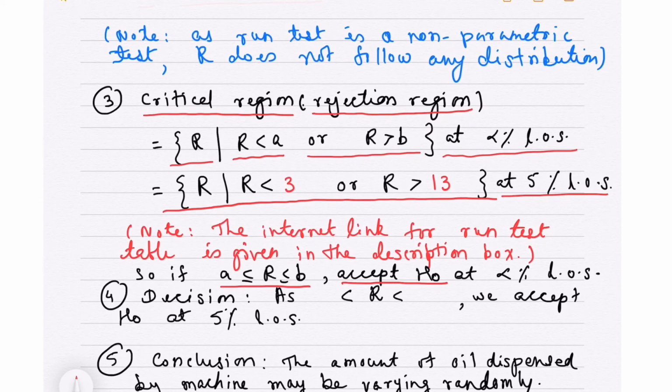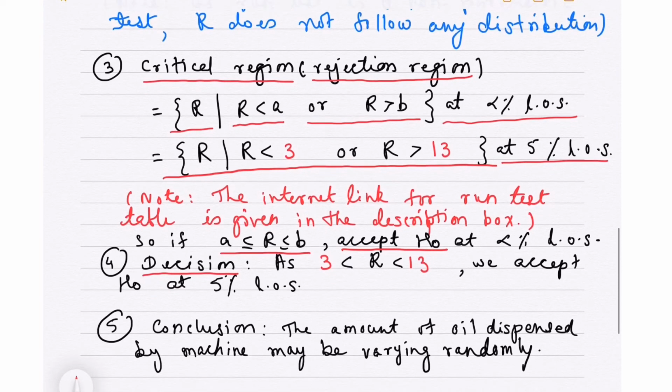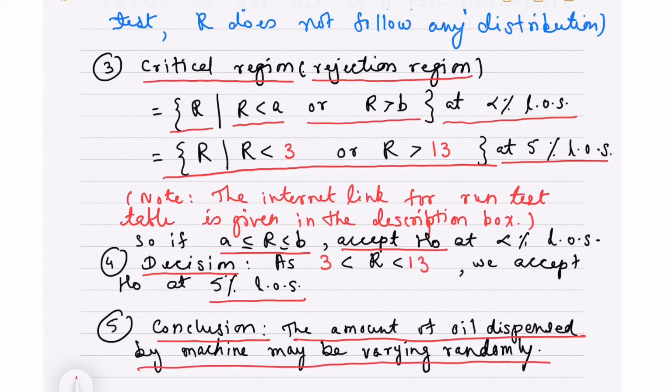Now the next step is to write the decision. That is the fourth step in testing. As r lies between a and b, which is 3 and 13, we accept H naught at 5% LOS. So the conclusion is the amount of oil dispensed by the machine may be varying randomly.